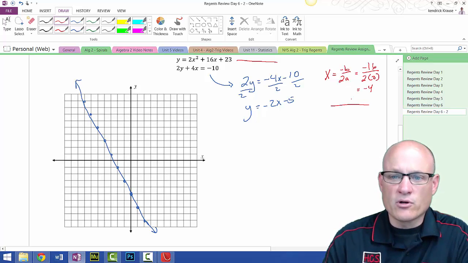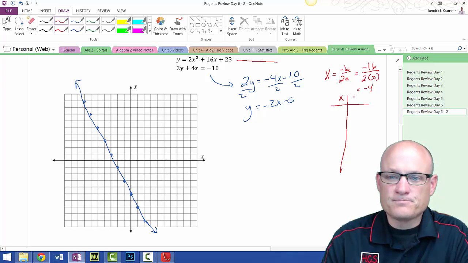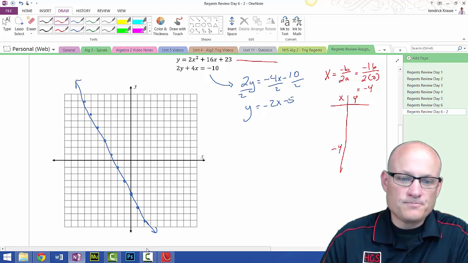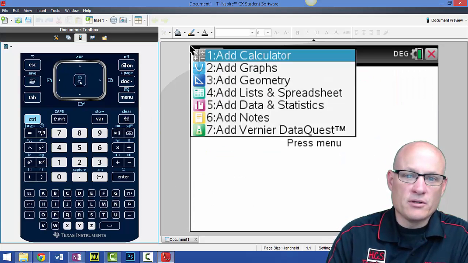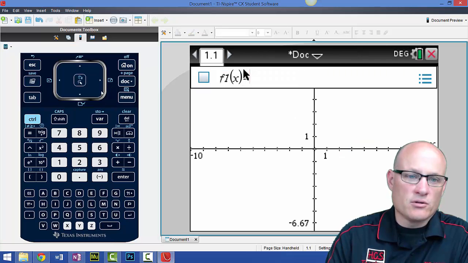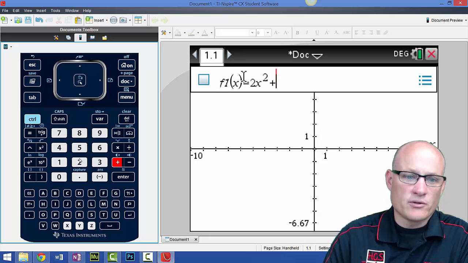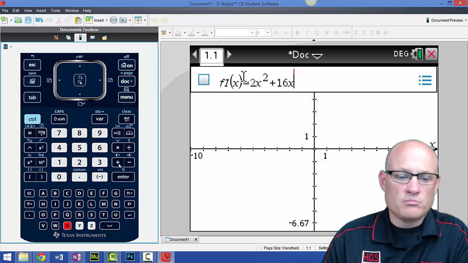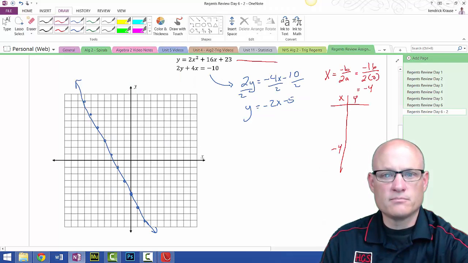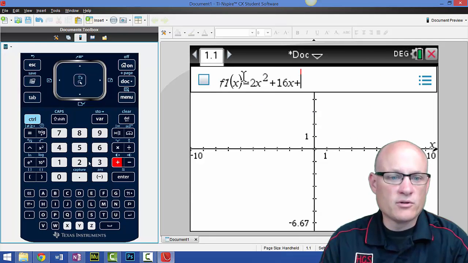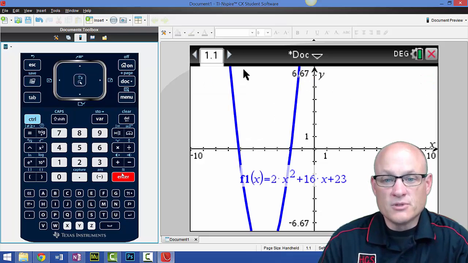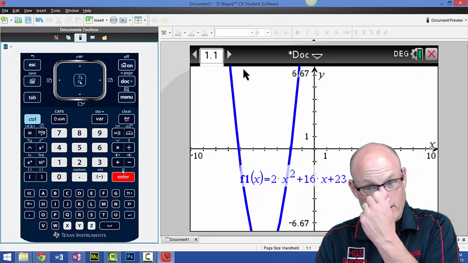So negative 4 is going to be in my table of values when I type this into my calculator. Negative 4 should be somewhere in the middle. Graph this puppy. So it was 2x squared plus 16x plus 23. I guess that's what it is.